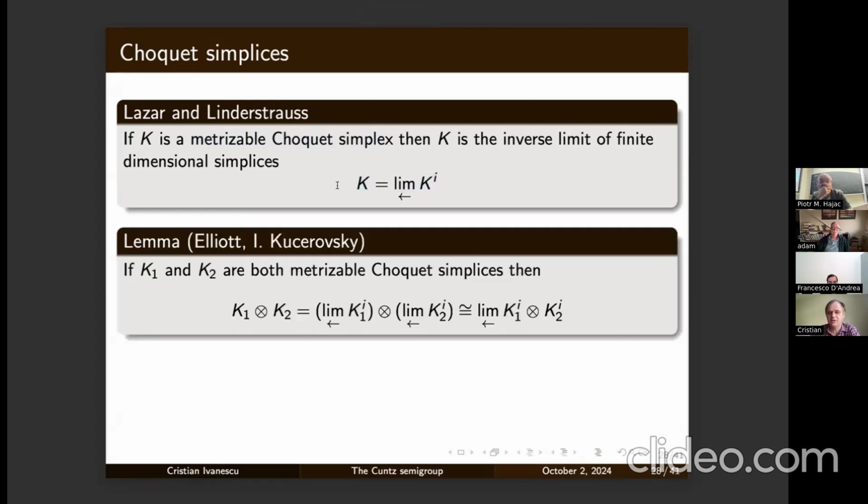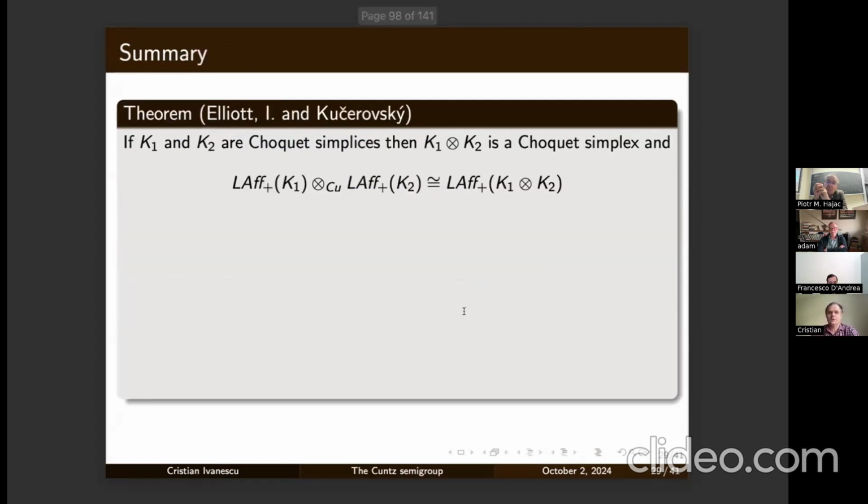And based on this, we can show that if I start with K1 and K2, both metrizable Choquet simplices, then the following is true. K1 tensor K2 is going to be, first of all, I replace K1 and K2 using Lazar and Lindenstrauss, and now you can actually show that this is the inverse limit of K1i tensor K2i. And then we can now state our result.